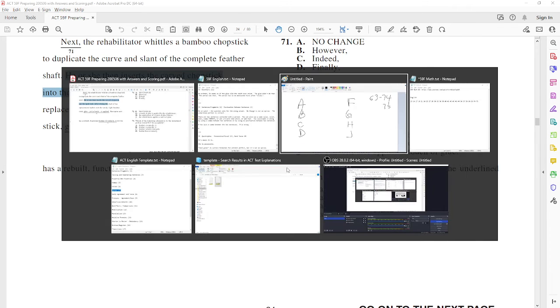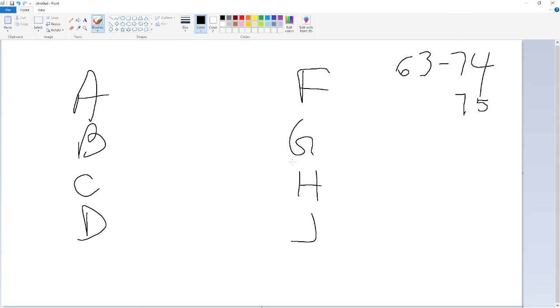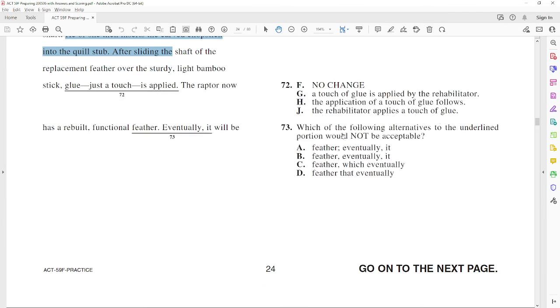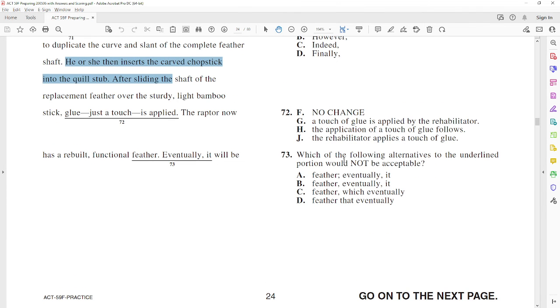Okay, 72, we have to do all the way to 75. All right, 72. After sliding the shaft of the replacement feather over the sturdy light bamboo stick, glue, just a touch, is applied. All right, this one should have to do with essential, non-essential information. I don't know. It might also have to do with commas and modification. It depends. But let's look.